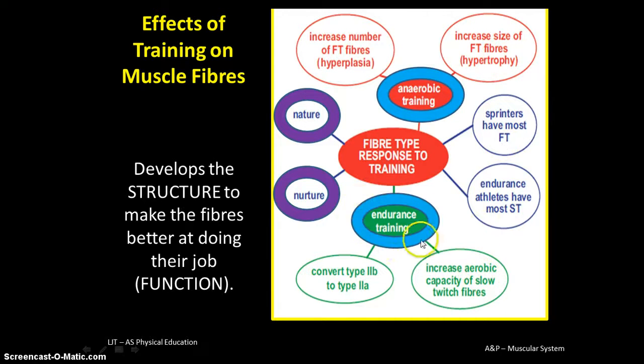If you do lots of endurance training, what you can do is convert your fast glycolytic fibres to function as fast oxidative glycolytic fibres. So you're basically increasing their potential to work aerobically. You don't totally swap them to slow oxidative, but you can convert them to fast oxidative glycolytic, so manipulate them a little bit. And obviously you then make your aerobic slow oxidative fibres work better.